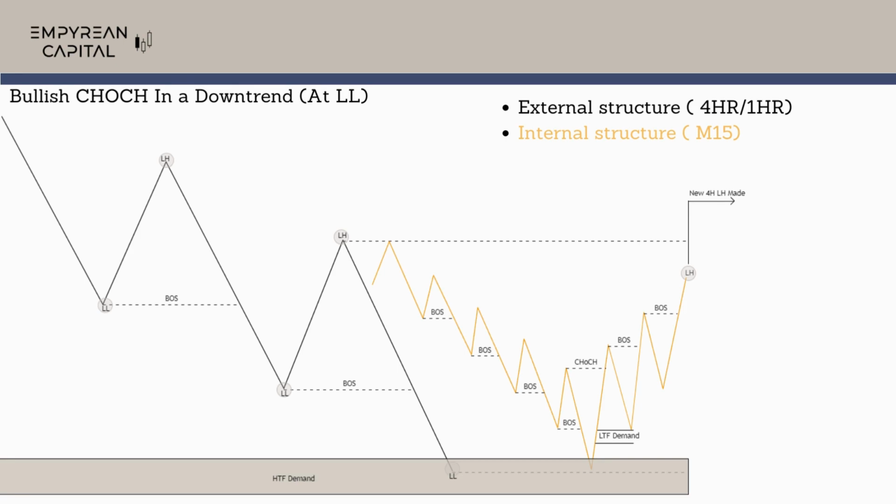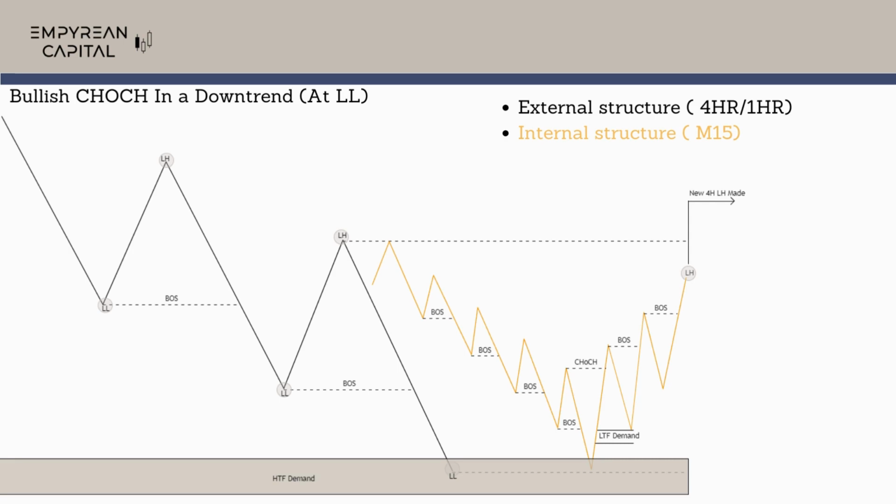So now let's imagine we are at a lower low on the external structures, which is our 4-hour or our 1-hour structure. We know that eventually, as I said, price needs to go up to create that new lower high, right? That external structure lower high. But how do we know when this up movement will occur? Once the internal structures, which is our 15-minute structure, switches bullish through our bullish change of character.